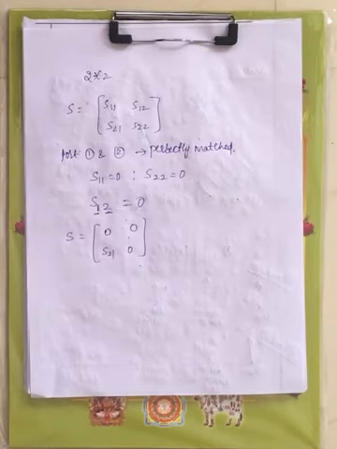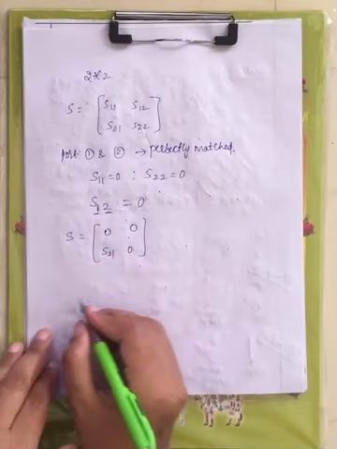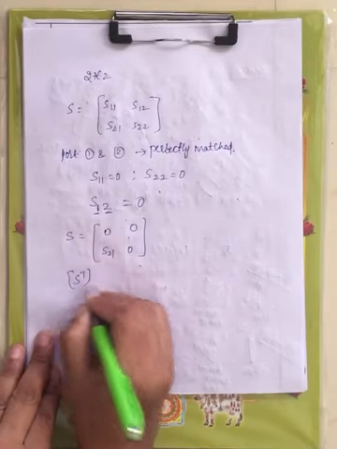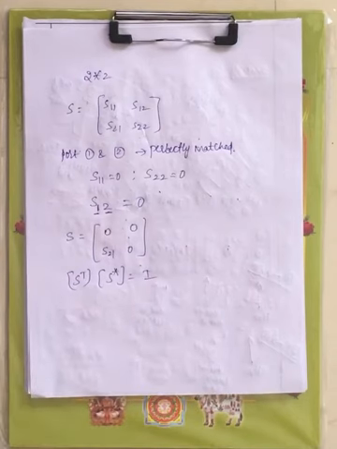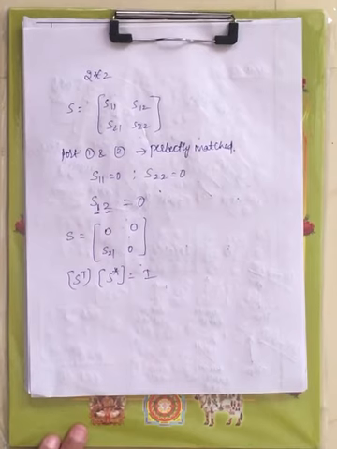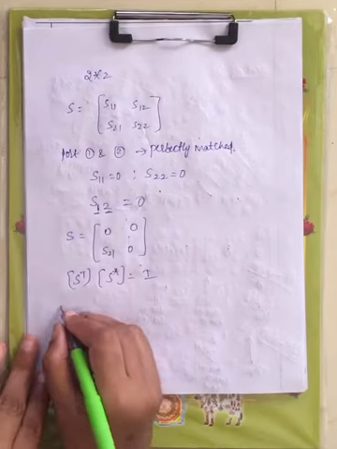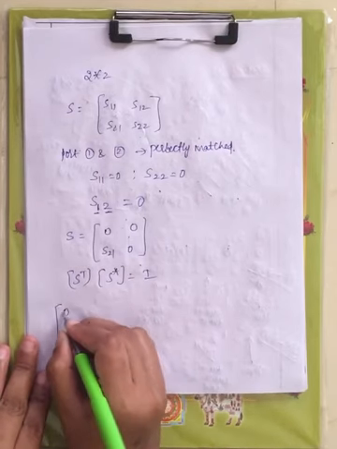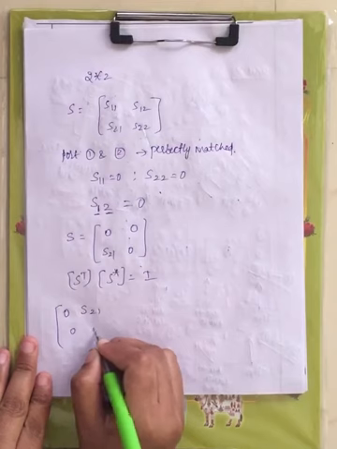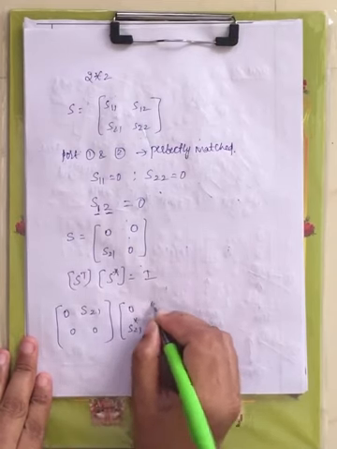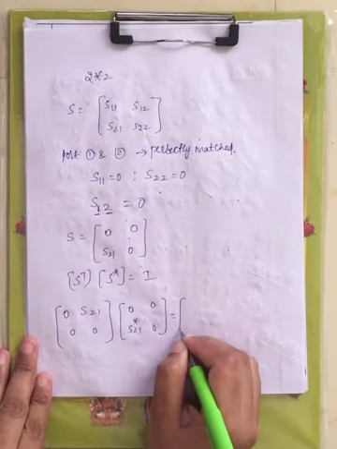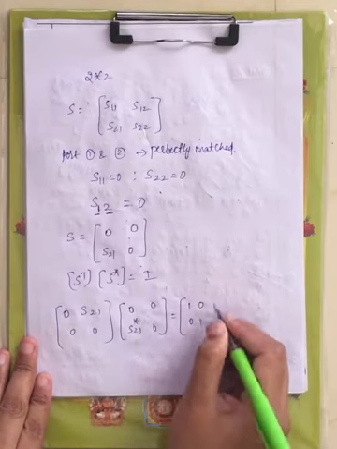Now S is a unitary matrix, right? That is, S transpose into S conjugate equals I. From the properties of a unitary matrix, either S into S conjugate should equal I, or S transpose into S conjugate should equal I, right? Now, what is S transpose? 0, S21, 0, 0. Now, what is S conjugate? 0, S21 conjugate, 0, 0, which equals the identity matrix of order 2 by 2.